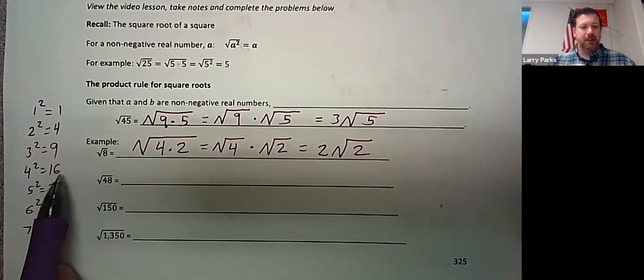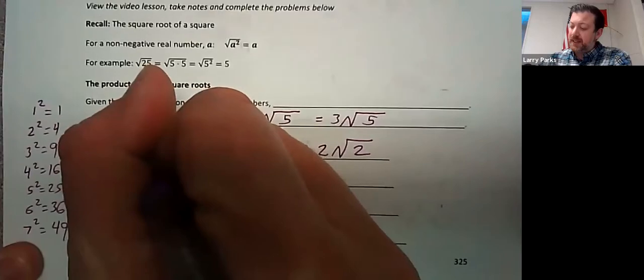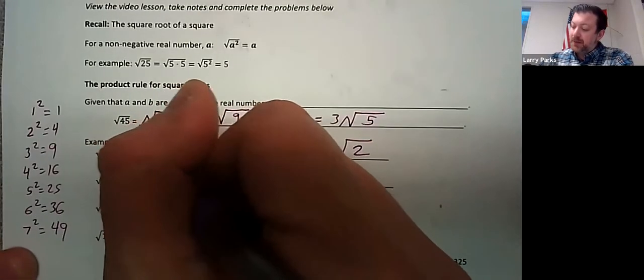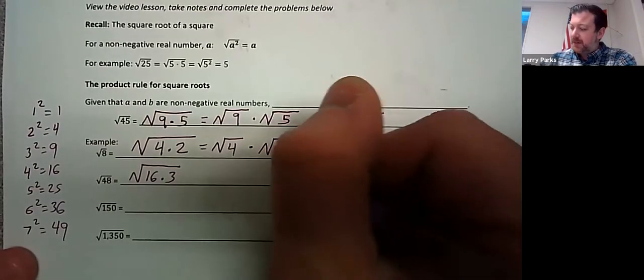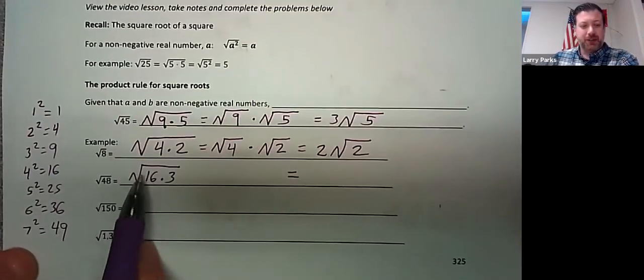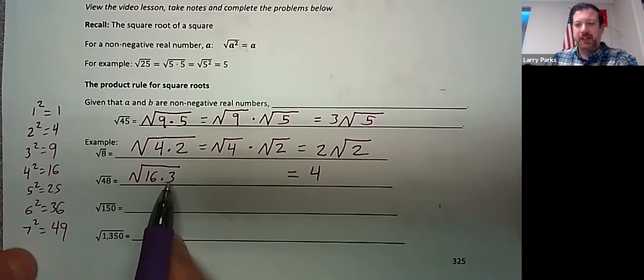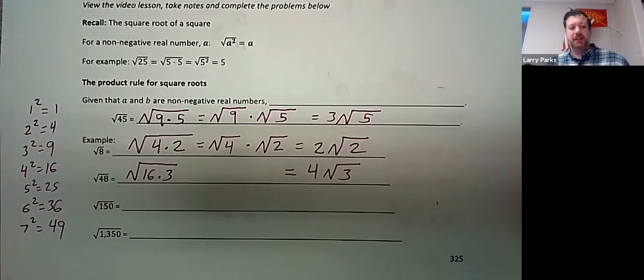48, let's see, 49 is too big, 36 doesn't go into 48, 25 doesn't go into 48, 16 does. So that equals square root of 16 times 3. And I usually skip this step. I say square root of 16 is 4. And you didn't do anything to the 3, so it stays inside. Okay.